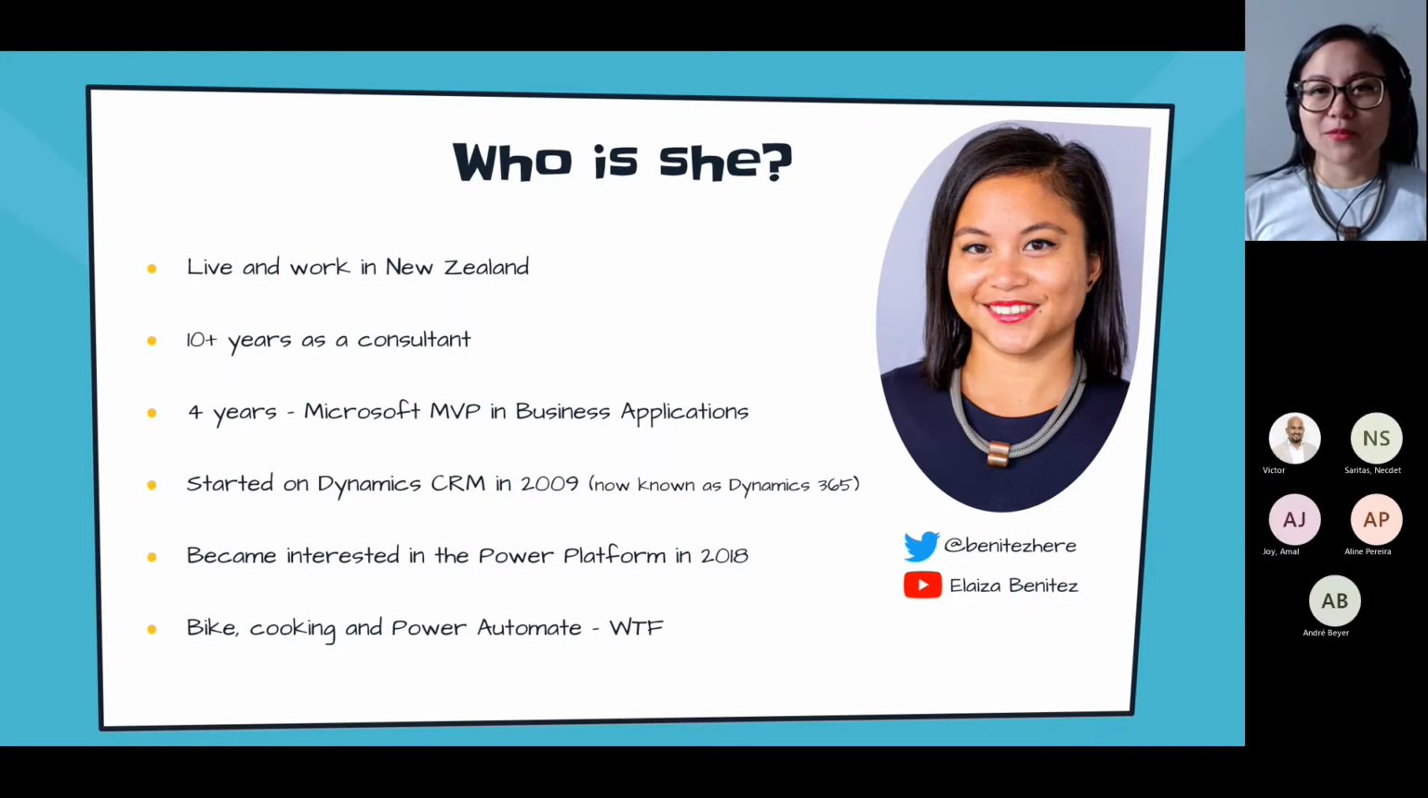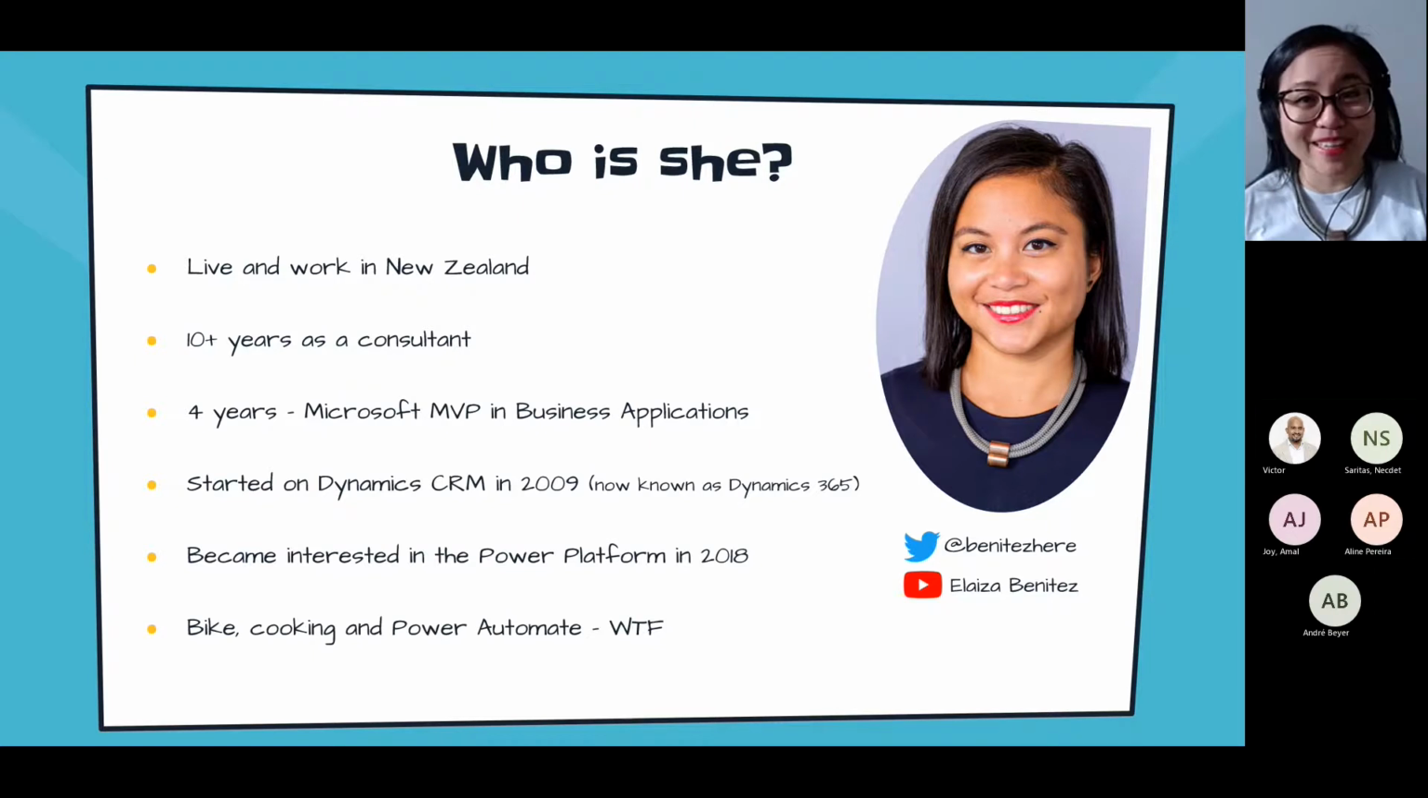So, just a little bit about me before we start. I live in the capital city of New Zealand. I've been a consultant for over 10 years now, and I'm a Microsoft MVP in business applications. And in my spare time, you can find me in the kitchen or biking alongside the river. So I started my journey with the Power Platform in 2018. And since then, I've fallen deeply in love with Power Automate and now AI Builder. So that's what I'm going to be showing you today.